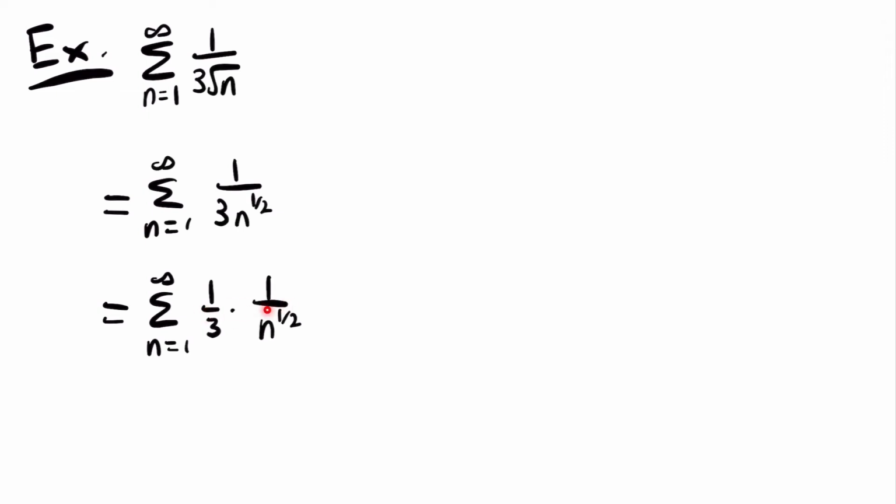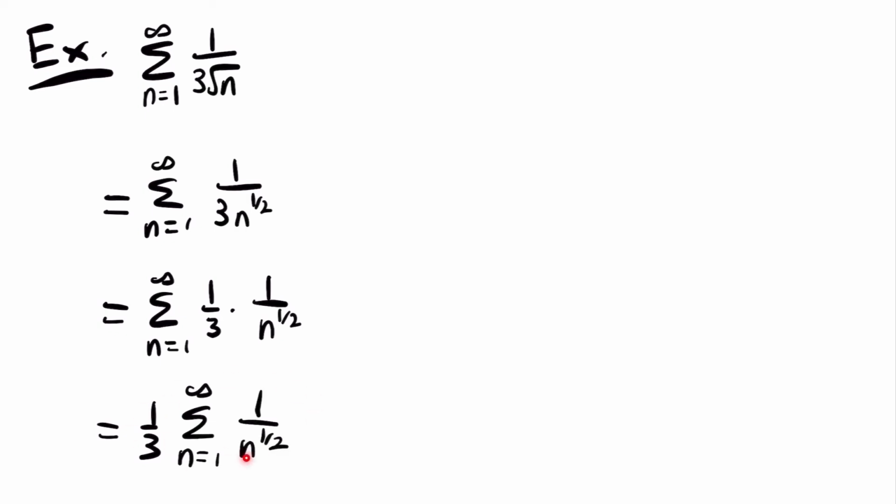If we were to multiply these two fractions back together, we would have this expression right here. And then we're always allowed to pull out a constant to the outside of a sum, right? 1/3 does not involve n in any way, and so it doesn't need to be within the sum. We can just pull it to the outside, and so this would be equal to 1/3 times the sum from n equals 1 to infinity of 1 divided by n to the 1/2 power.